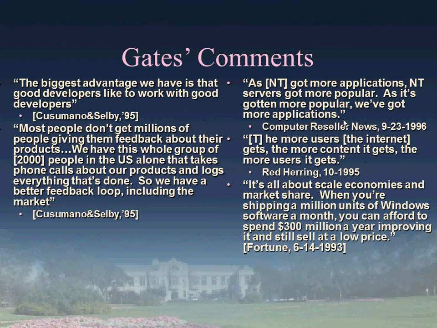So, you look at Gates, and he was obviously parsing things in terms of feedbacks. The more users the internet gets, the more content it gets, the more users it gets, right? He talks about how it's all about scale, economies, and market share. When you're shipping 1 million units a month of the software, you can afford to spend $3 million a year improving it and still sell it at a low price. The biggest advantage we have is good developers like to work with good developers. These are feedbacks that are being talked about here.